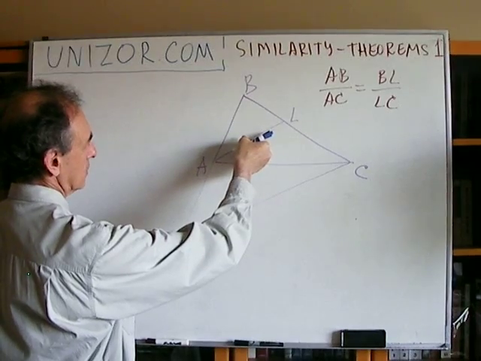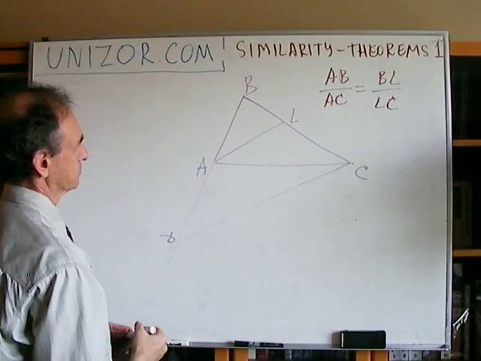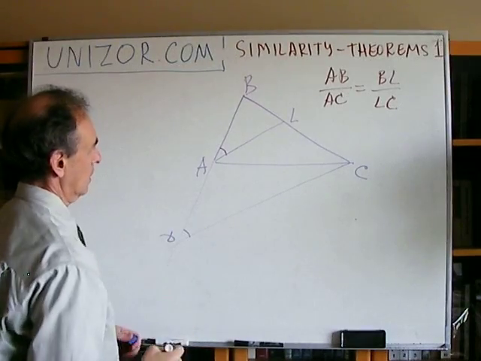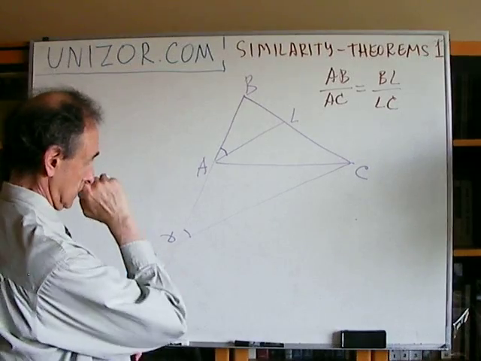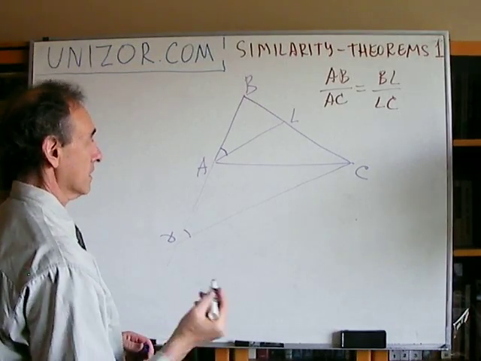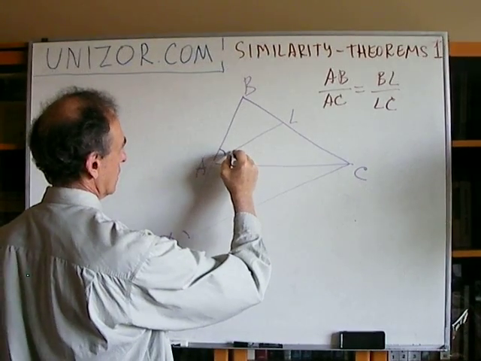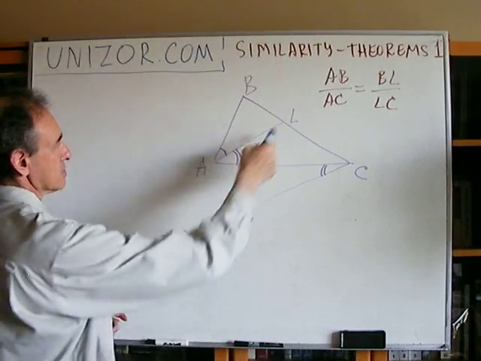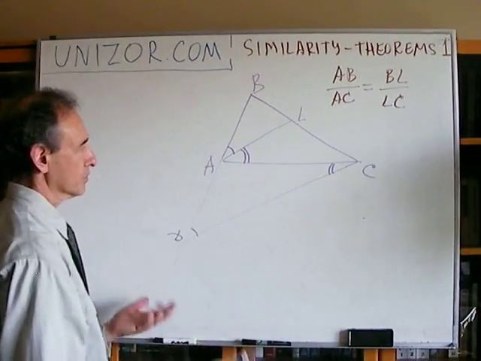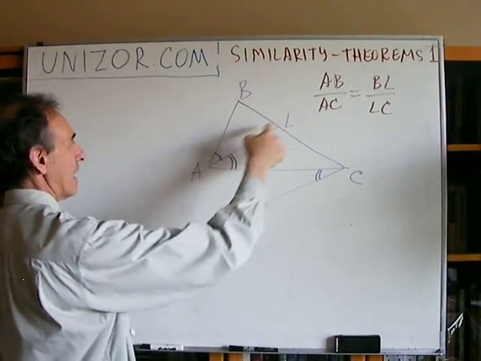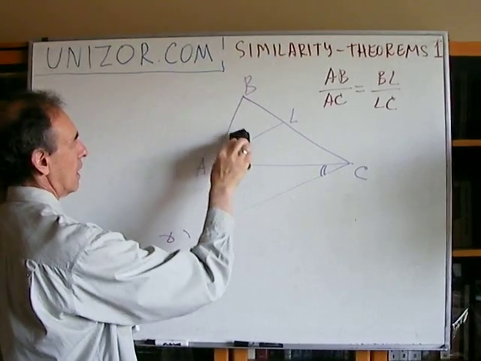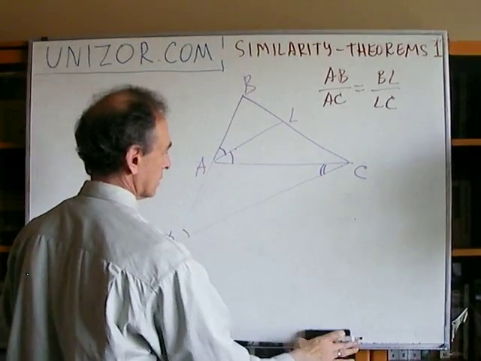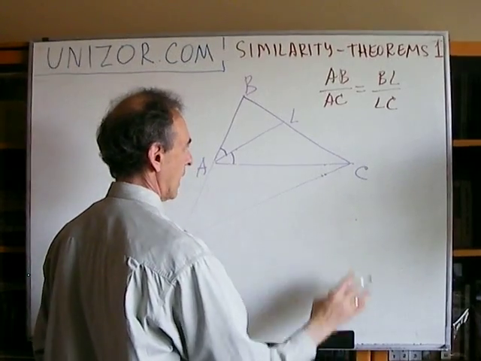So AL is parallel to CD. Well, since they are parallel, obviously these angles, as corresponding, are equal to each other. At the same time, this angle and this angle are also equal to each other because we have again parallel lines and a transversal, and these are alternate interior angles. But since AL is an angle bisector, these two are equal to each other, so I will use just one arc rather than two. And same thing here.